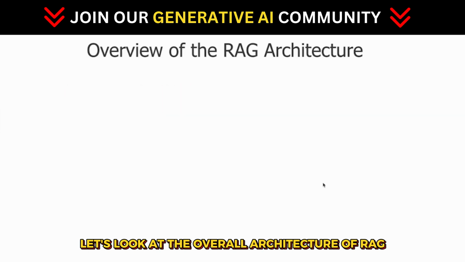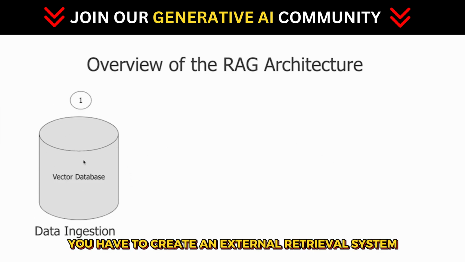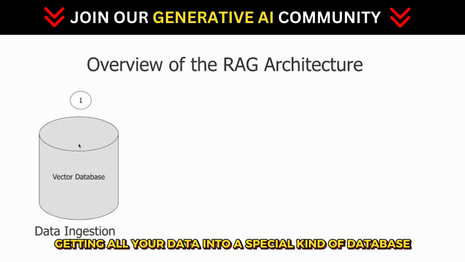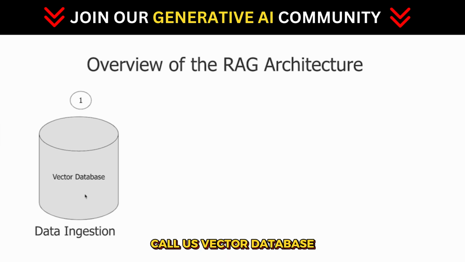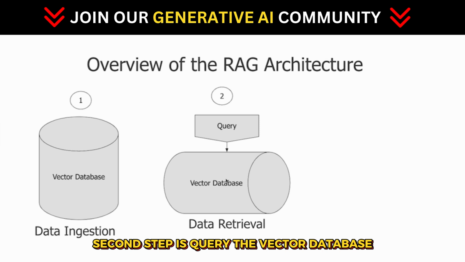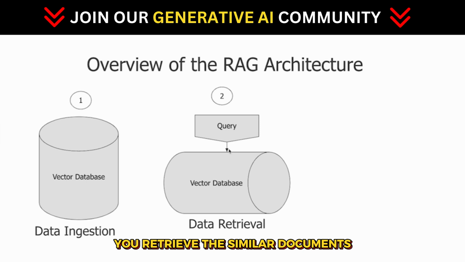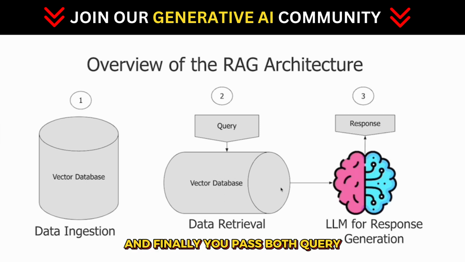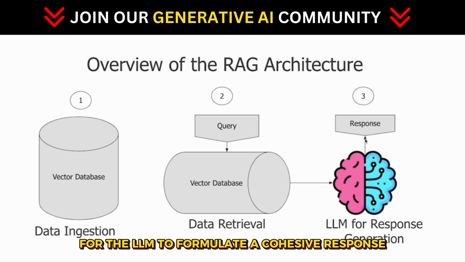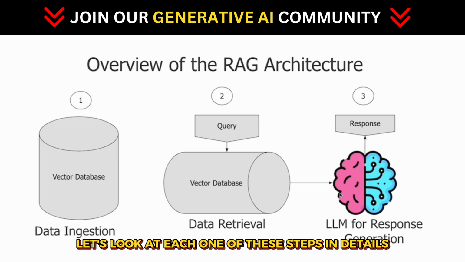Let's look at the overall architecture of RAG. Step number one, you'll have to create an external retrieval system, as we said, which means getting all your data into a special kind of database called a vector database. That's the data ingestion step. Second step is querying the vector database. As soon as you get a query or a prompt from the user, you retrieve these similar documents or the matching answers from your vector database. And finally, you pass both the query and the matching documents to the LLM for the LLM to formulate a cohesive response. Let's look at each one of these steps in detail.